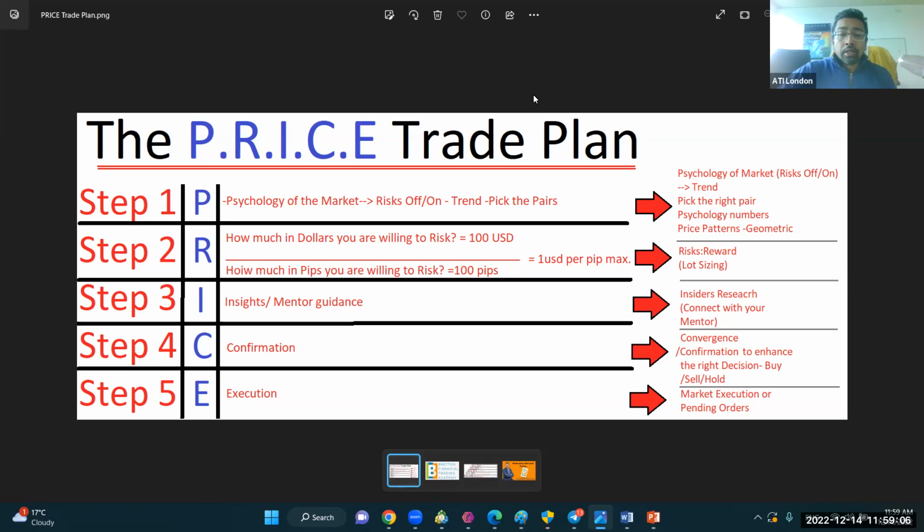So let's start. The PRICE trade plan is really a collective step-by-step guide to know what you are supposed to be doing before deciding to trade. We usually start off with step 1. Step 1 is your P. The letter P in the PRICE trade plan stands for the psychology of the market.